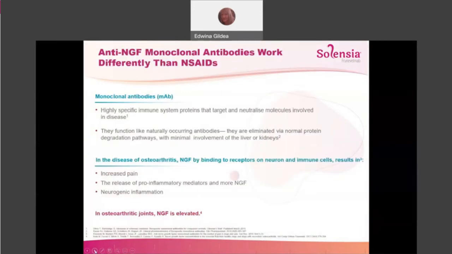Monoclonal antibodies are highly specific immune system proteins that target and neutralize molecules involved in disease. They function like naturally occurring antibodies, and as such, they are eliminated via the normal protein degradation pathways with minimal involvement of the liver or kidneys. In relation to Silencia, the target is nerve growth factor. So what does nerve growth factor do, or how does it work? Well, in the disease of osteoarthritis, nerve growth factor, by binding to receptors on neurons and immune cells, results in increased pain, the release of pro-inflammatory mediators and more NGF, as well as neurogenic inflammation. In osteoarthritic joints, nerve growth factor is found to be elevated.